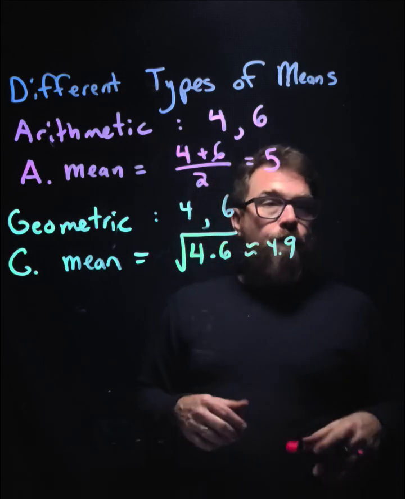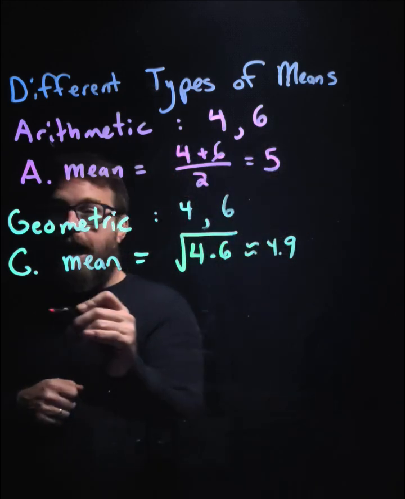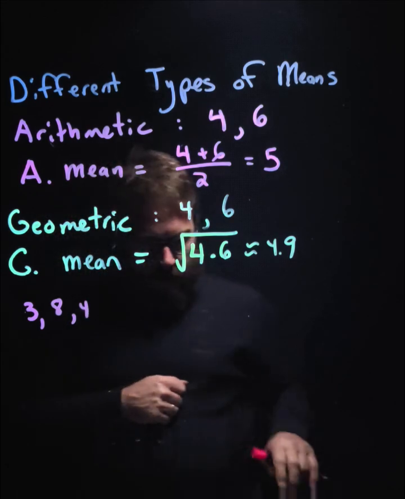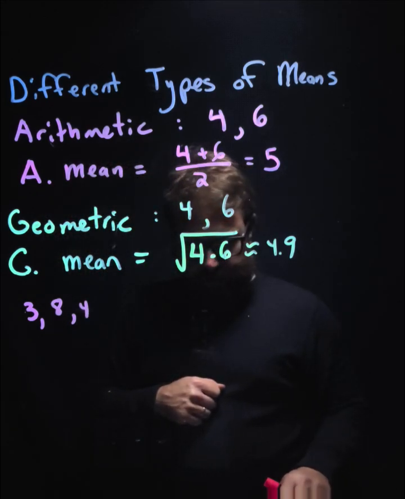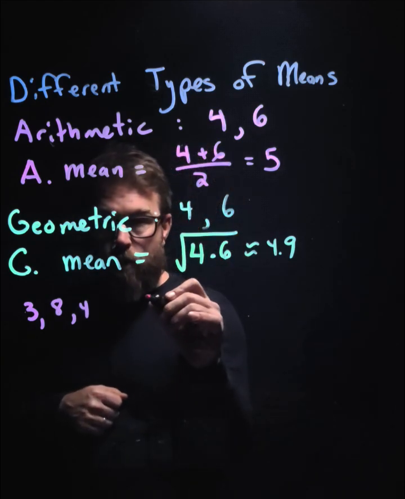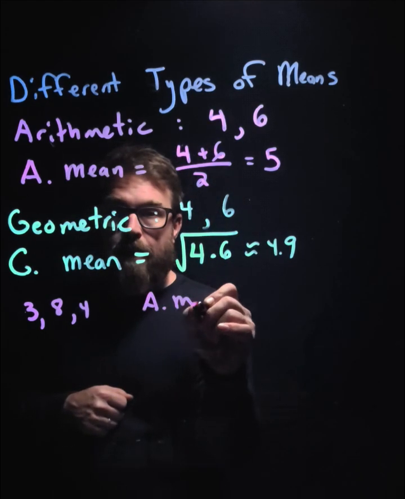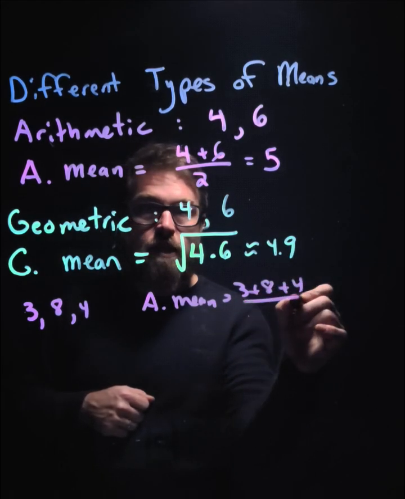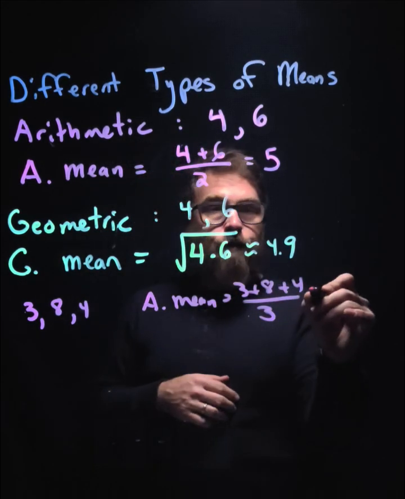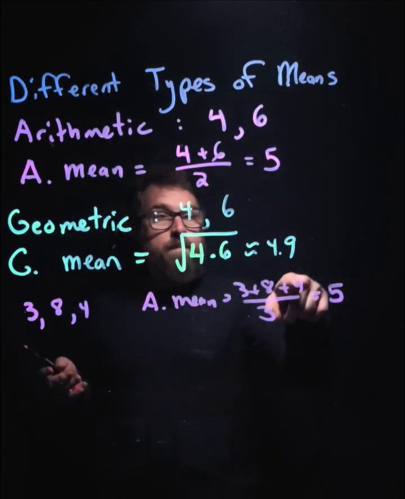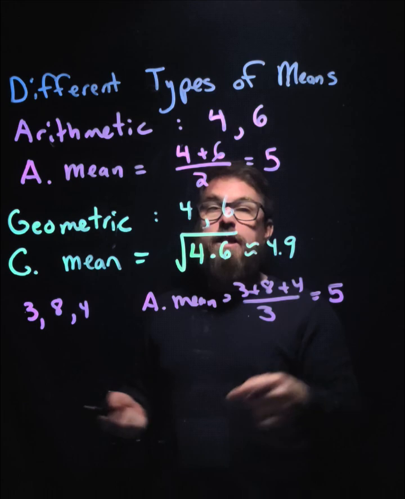Now, very similarly, if I want to do, say, three numbers, if I have the set 3, 8, and 4, what we know is that when I add these numbers up, we're going to get 15. So let's say the arithmetic mean is going to be 3 plus 8 plus 4, in this case, divided by 3. So 15 divided by 3 is going to be equal to 5. Now, the arithmetic mean says 5 plus 5 plus 5 is equal to 15.